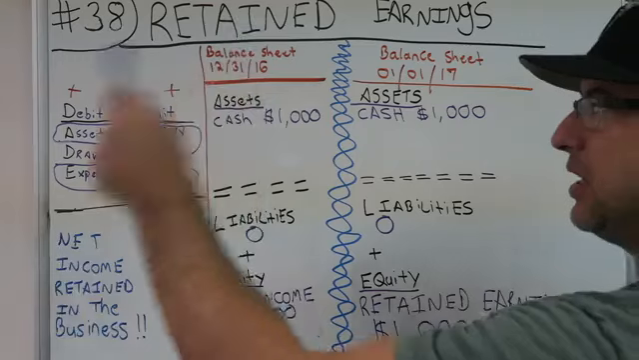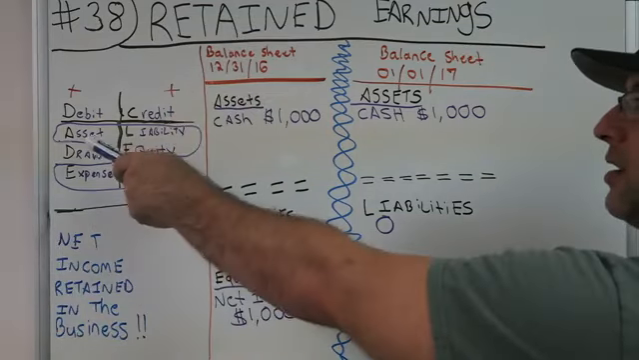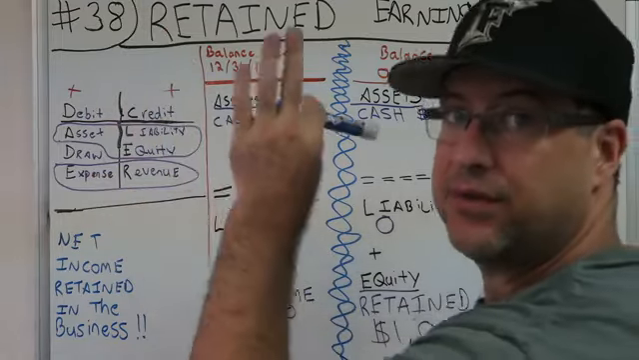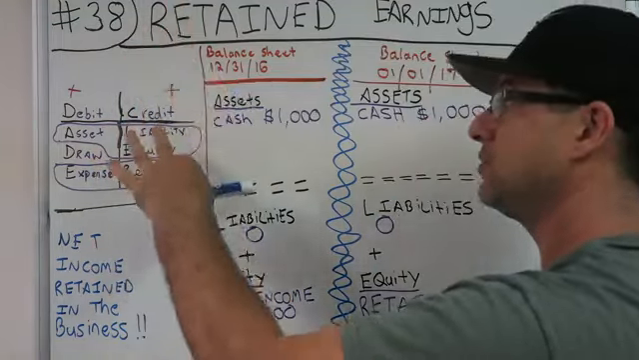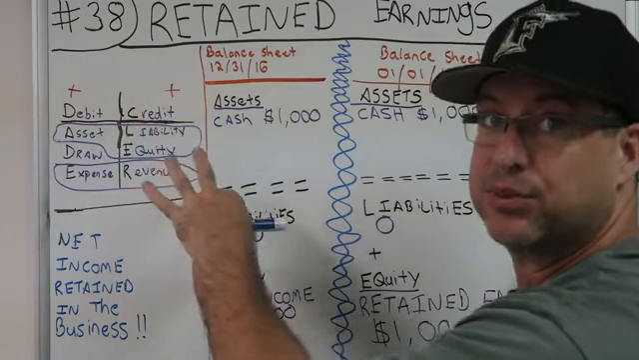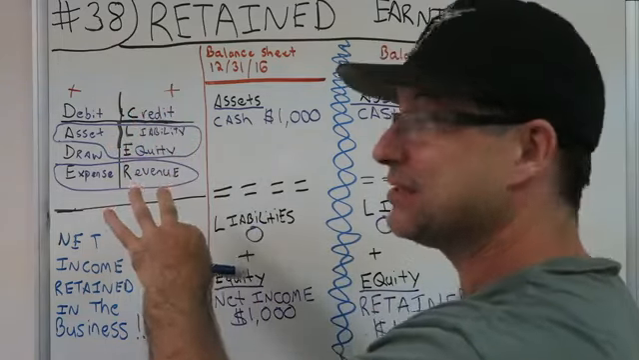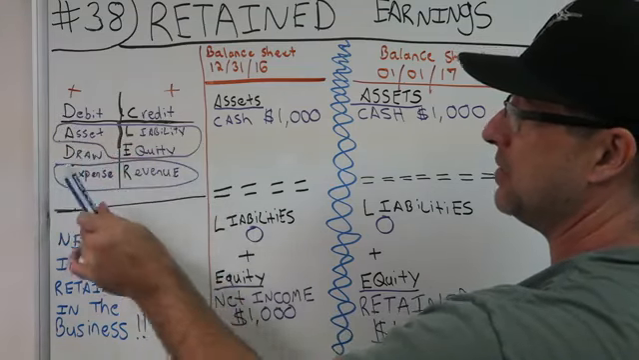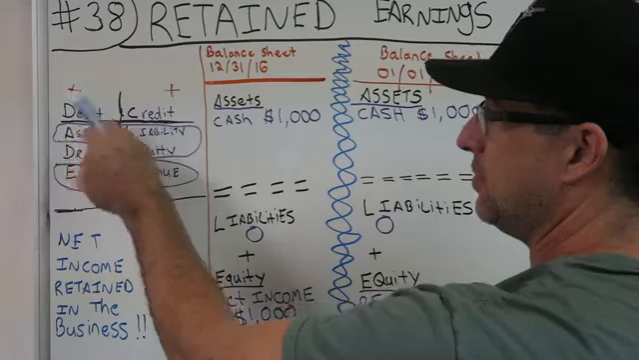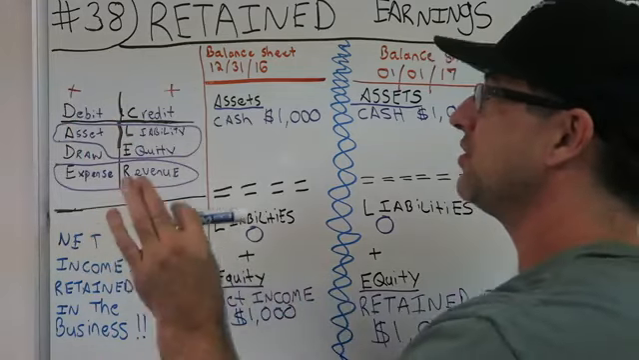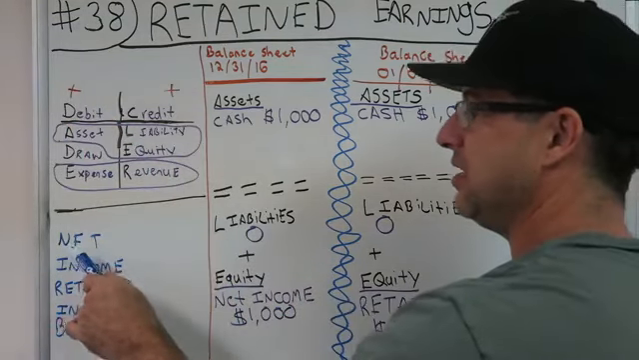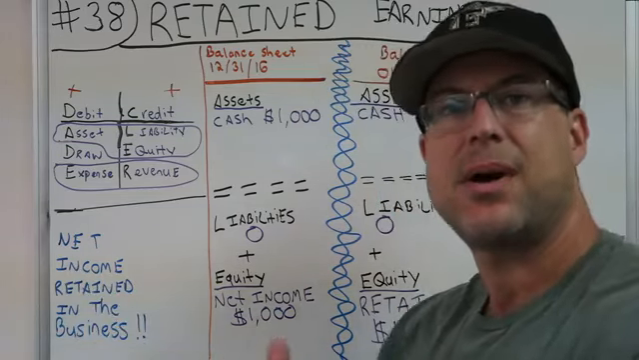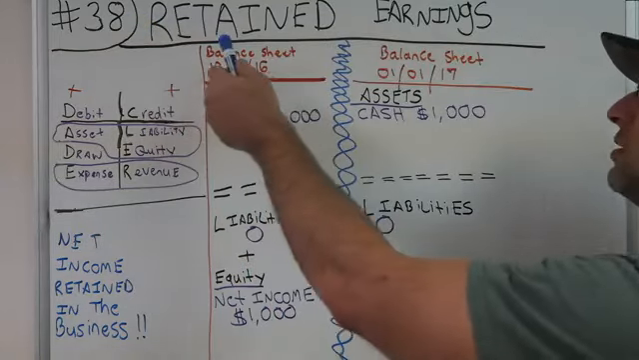So retained earnings. Now this is also my mapping system, DCALER. If you don't know it, go back. This has helped thousands of people at this point pass their accounting classes. DCALER: debit, credit, asset, draw, expense, liability, equity, revenue in the positive forms. The definition of retained earnings is net income retained in the business. Okay, stop, pause. Let's do retained earnings.